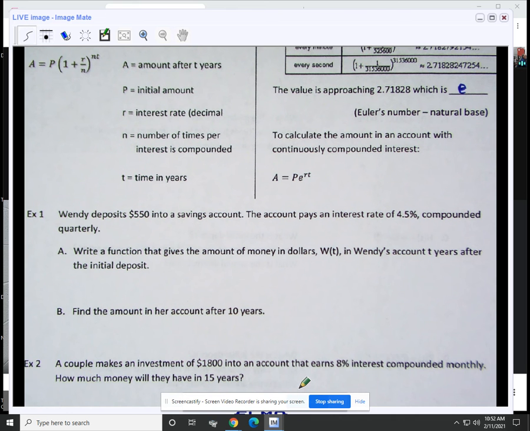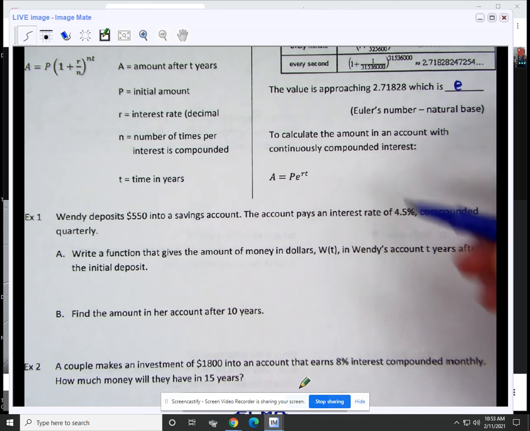One, it tells me what formula to use. What formula do I have to use for this problem? When it tells me it's compounded quarterly, that tells me immediately I'm using the compound interest formula. And the second thing it tells me is what I'm putting for n, the number of times it's compounded every year. 4. Why? Because it used what word? Quarterly. Okay? Quarterly.